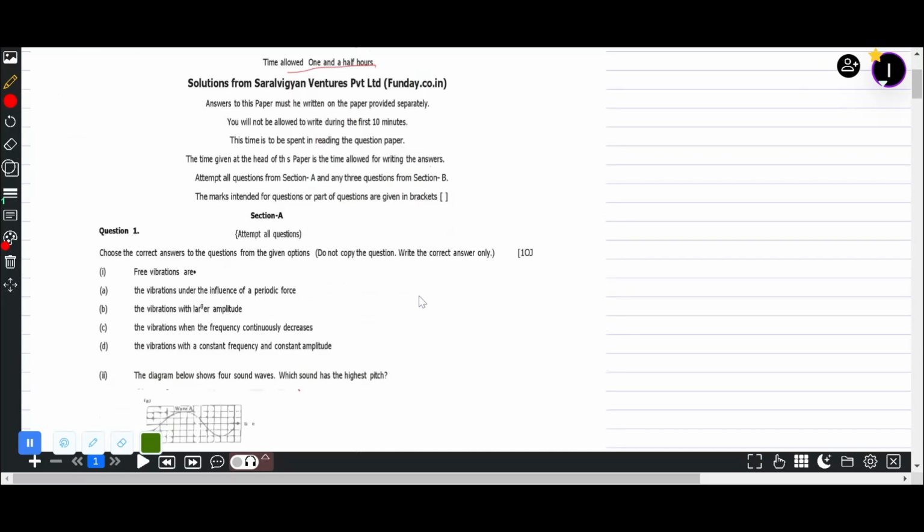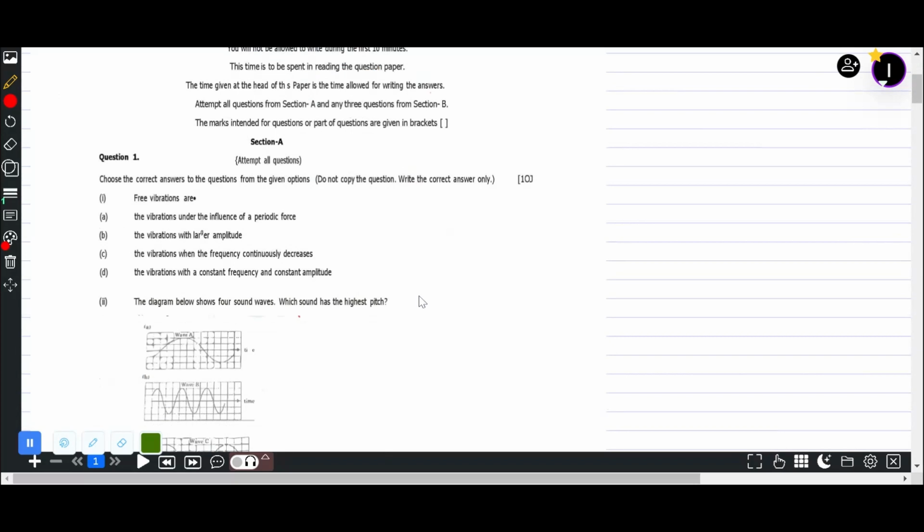We'll start with section A and section B. Section A has all mandatory questions which are all MCQs. So first we'll begin with, it says choose the correct answer to the question from the given options.